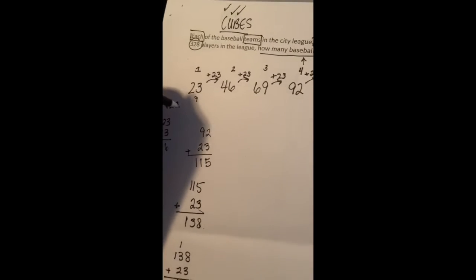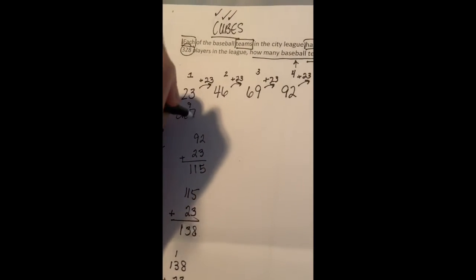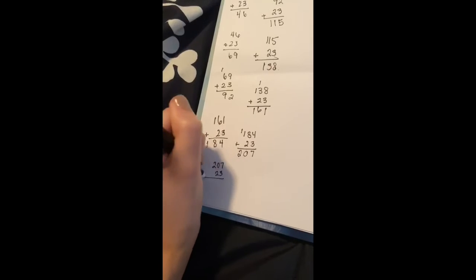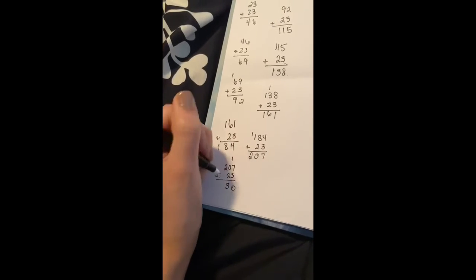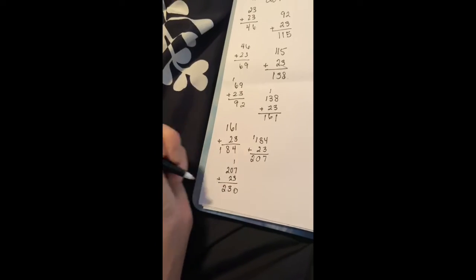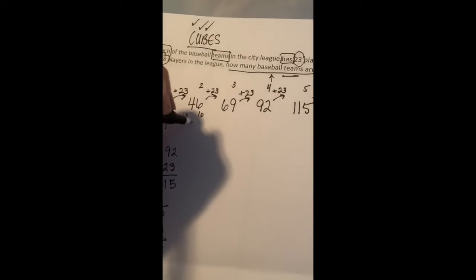So now I'm getting closer, but I'm not quite there. And I'm going to keep doing this process, okay? So plus 23, because that's going to give me 10 teams. 207 plus 23. 7 plus 3 is 10. Carry the 1. 2 plus 1, 3. 2 plus nothing, 2. 230 for 10 teams.